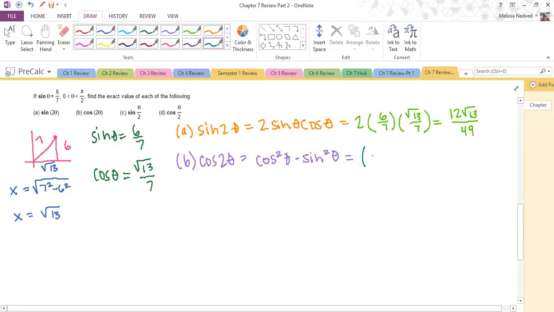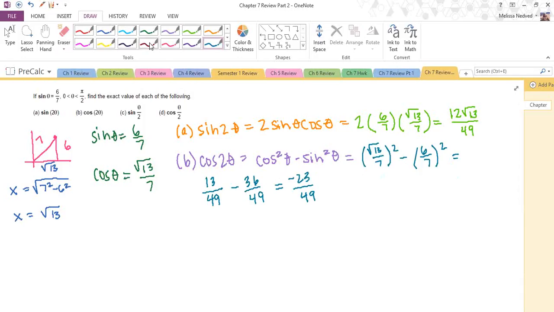Cosine squared would be the square root of 13 over 7, squared, minus sine squared, which is 6/7 squared. And reduce, when you're squaring a number that's square rooted, you just get that value out. So I get 13 over 49, minus 36 over 49, and subtract. I've got my common denominator, 49. 13 minus 36 gives me negative 23. Again, if you can simplify that, if that reduces, make sure you take that step. So those are pretty straightforward.